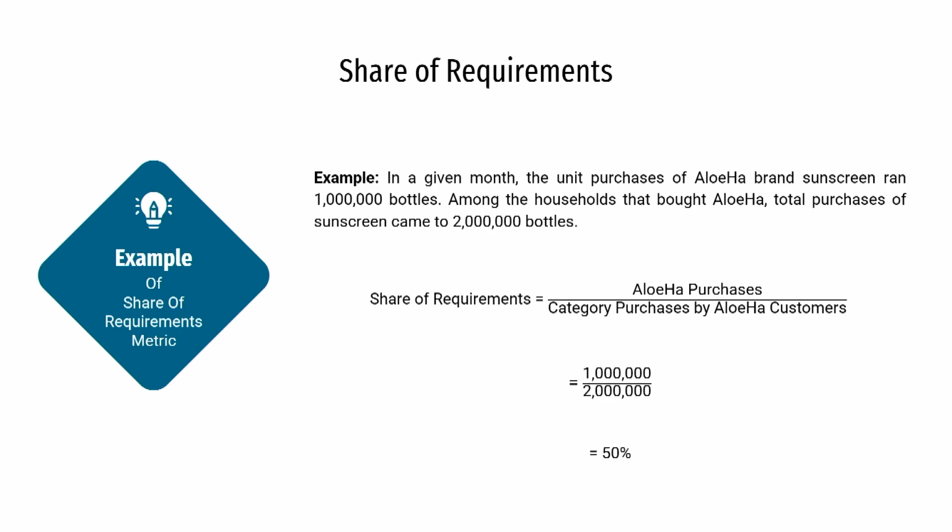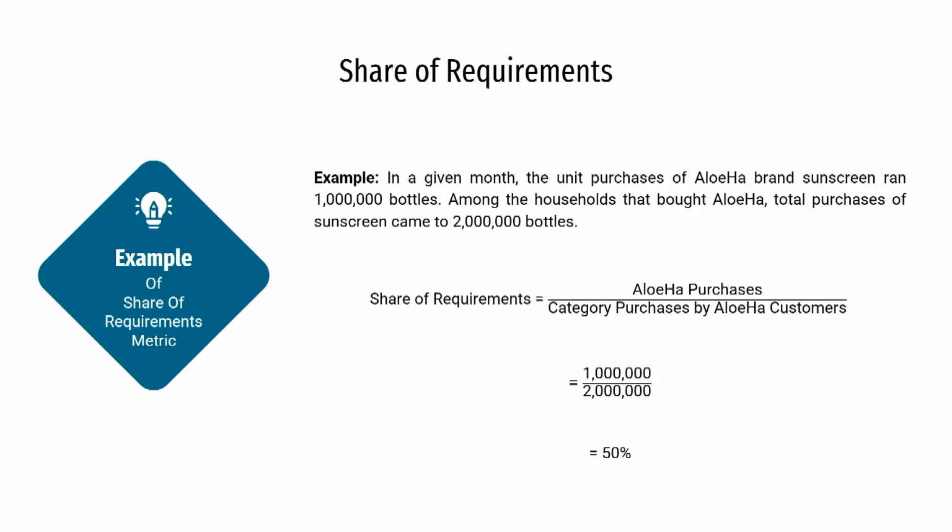In a particular month, the unit purchases of Aloha brand sunscreen ran 10 lakh bottles. Among the households that bought Aloha, the total purchase of sunscreen came to 20 lakh bottles. So, this set of customers bought 10 lakh Aloha brand and another 10 lakh some other brands. Now, what is the share of requirement for Aloha brand? It is 10 lakh divided by 20 lakh, that is 50%, right.